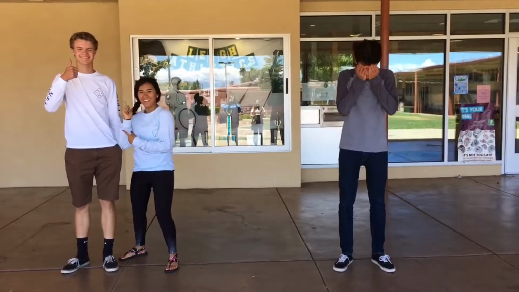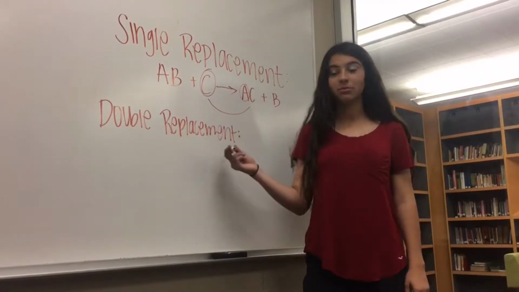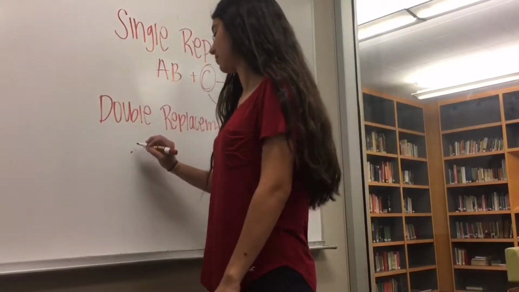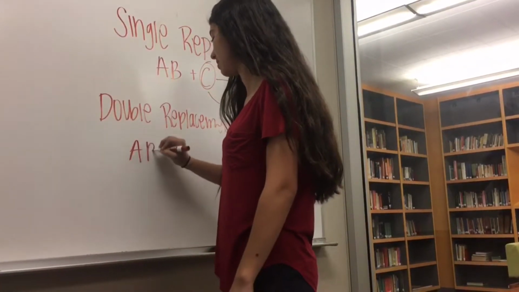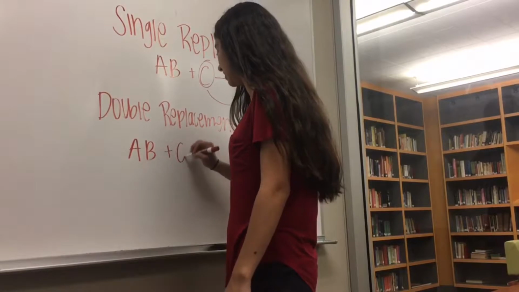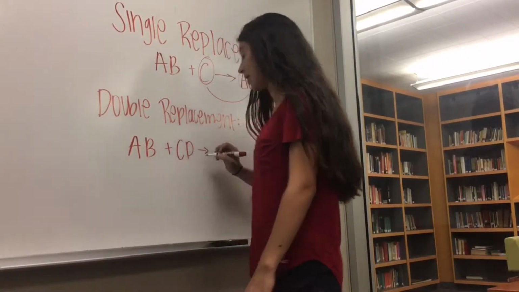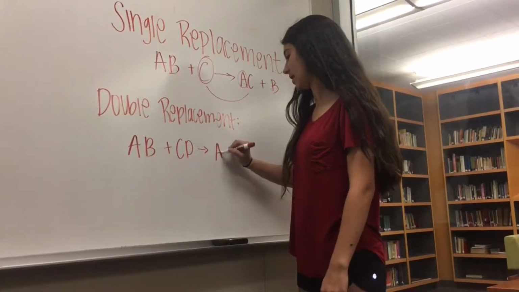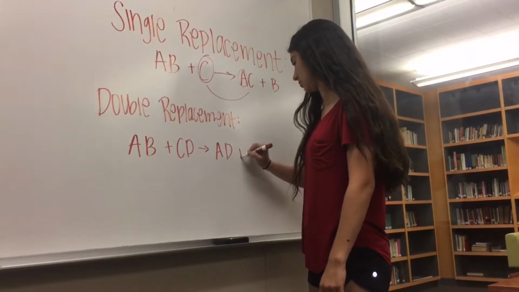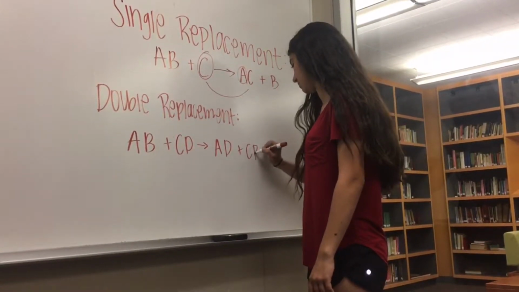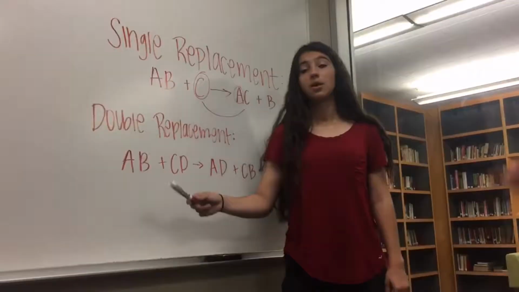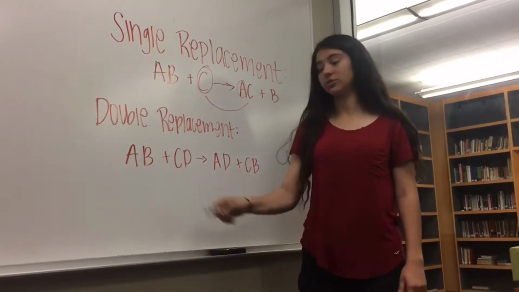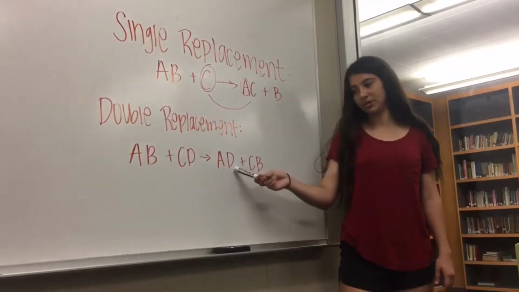It's Peyton. Double replacement is when you have AB plus CD, and they switch: AD plus CB. Make sure that when you do this switch, you still have metals and non-metals grouping together.